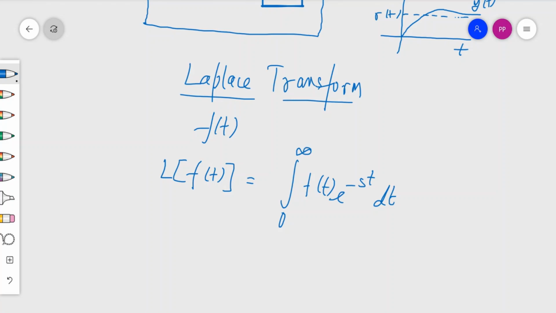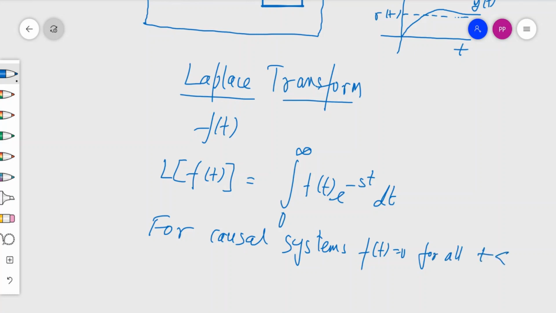Sometimes this is also called the left Laplace transform for causal systems. For causal systems, we have f(t) equal to 0 for all time t less than 0. A causal system is a system where the output always arrives after the input is given to the system.